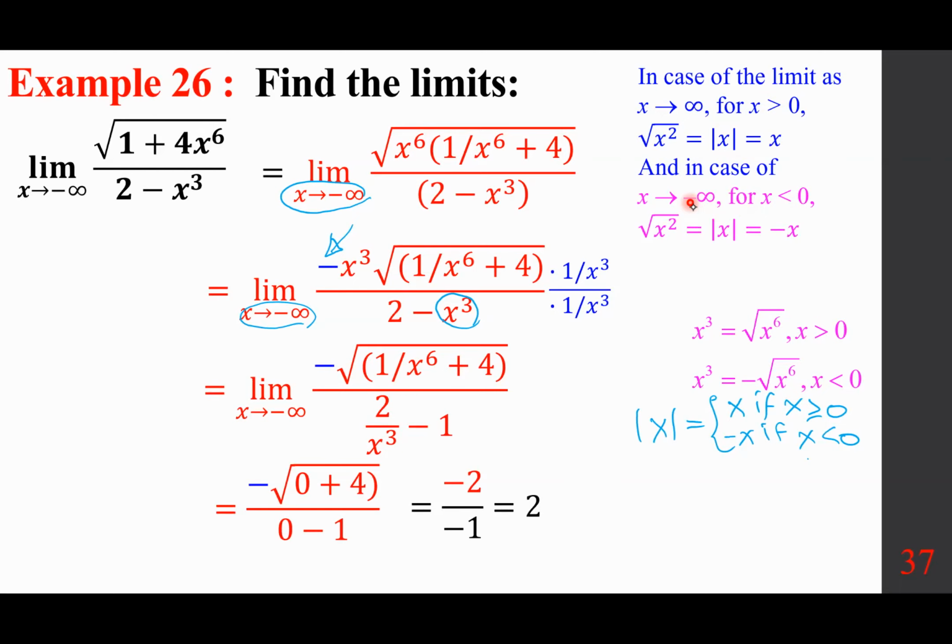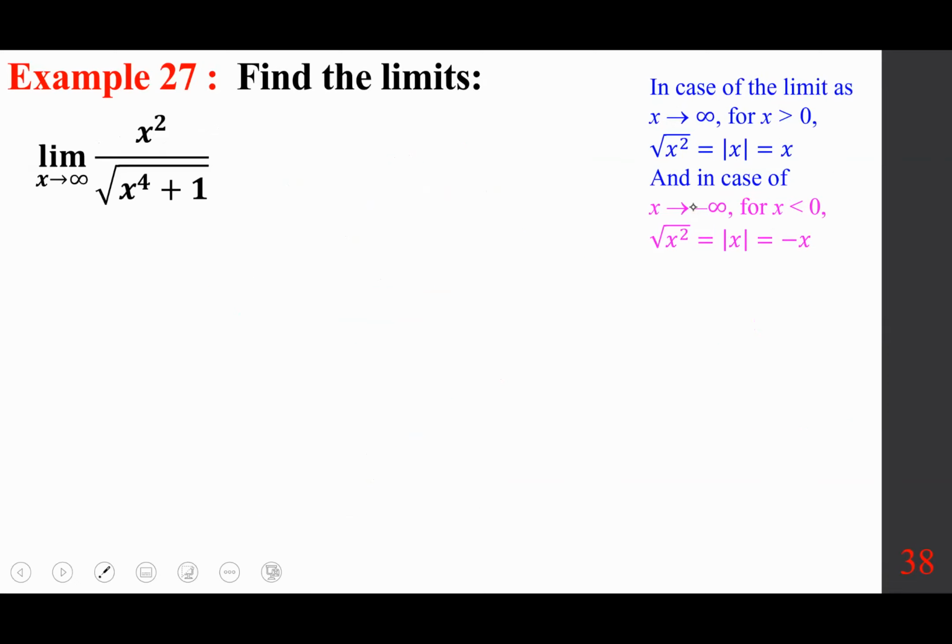I'm going to look at a similar question. This time x is approaching infinity. And again, I'm reminding you that in case of a limit, as x approaches infinity, for x larger than 0, absolute value of x squared is absolute value of x over x. But if it's approaching negative infinity, it's a different story.